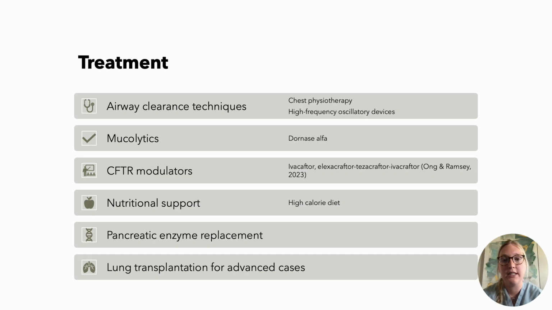So treatment regimens for these patients: a lot of these patients are going to be on CPT and the high frequency devices, usually those vest devices. And some medications we'll see them on are mucolytics and CFTR modulators, and we'll also see them on pancreatic enzyme replacement because those exocrine glands are going to be affecting our pancreas too. And so these medications are listed in the PowerPoint. We'll also see them on a high calorie diet. And in advanced cases, these patients are going to be candidates for lung transplantation.